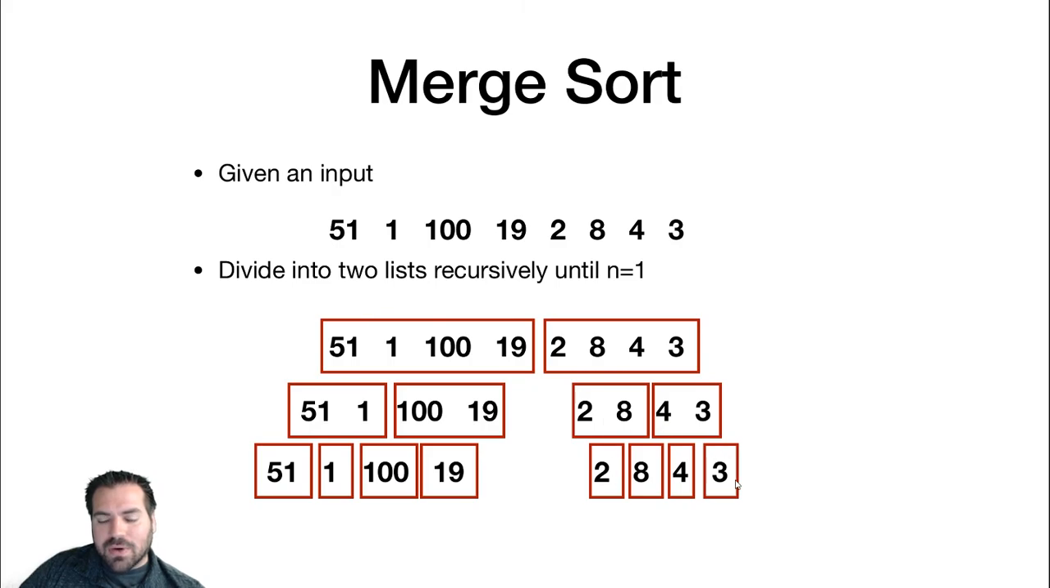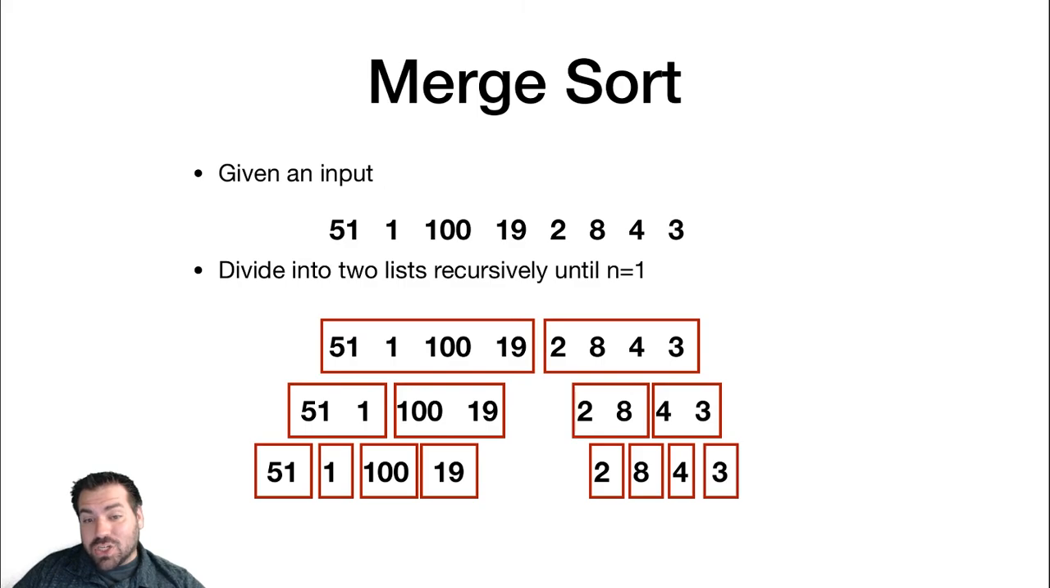On each of those 4 calls, now we have 8 calls to merge sort. And for these, is the input list greater than 1? No. So we're done. This list is sorted. This list is sorted. This list is sorted. And so on. We have 8 sorted lists, each with only 1 element in it.